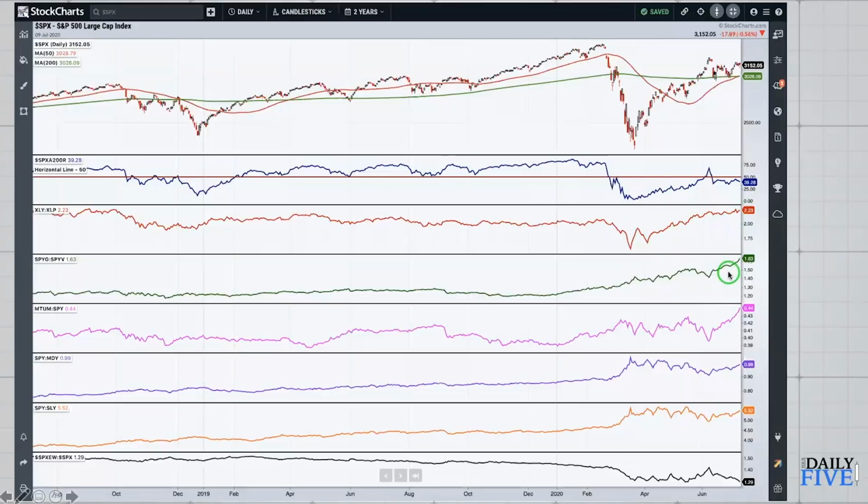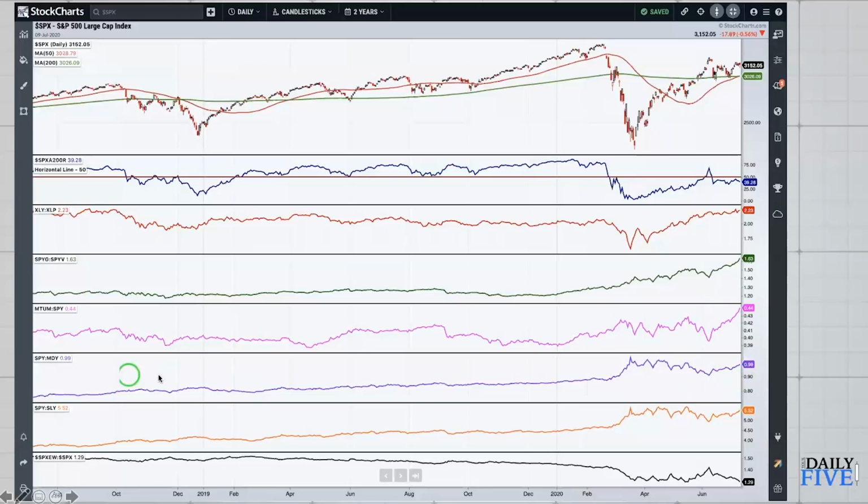Similarly, across a couple of these other ratios, we've got growth outperforming value. That's what this green line represents, which is positive. We've got momentum leading to the upside. This is momentum versus the S&P 500, versus SPY. This ratio is also moving higher, which means that momentum is trading well, which is a bullish sign. We have the S&P 500 here in these next two panels versus mid caps and then versus small caps.